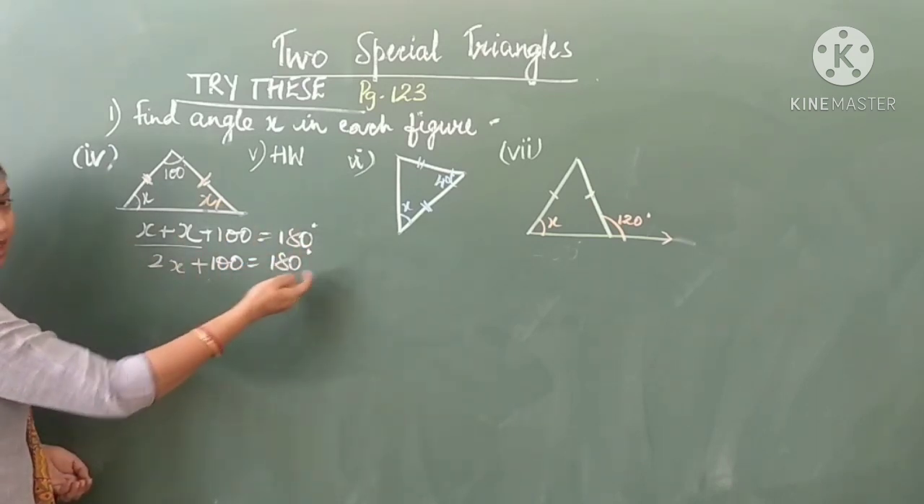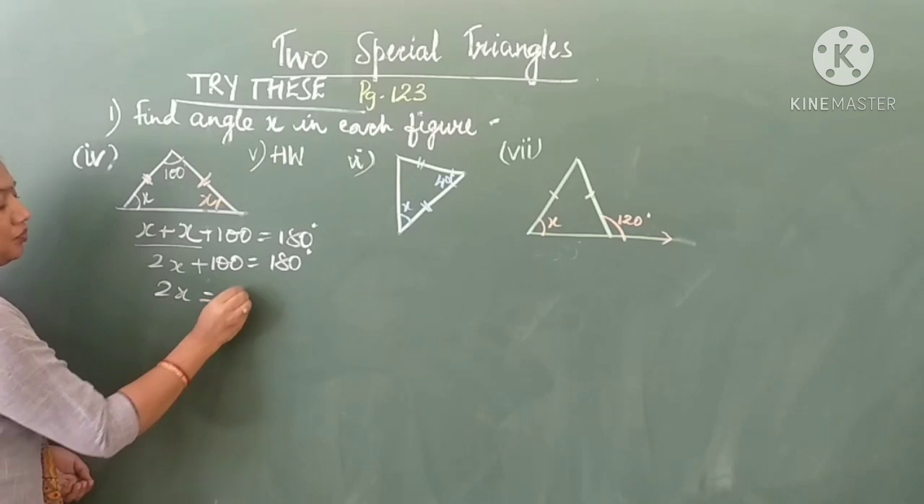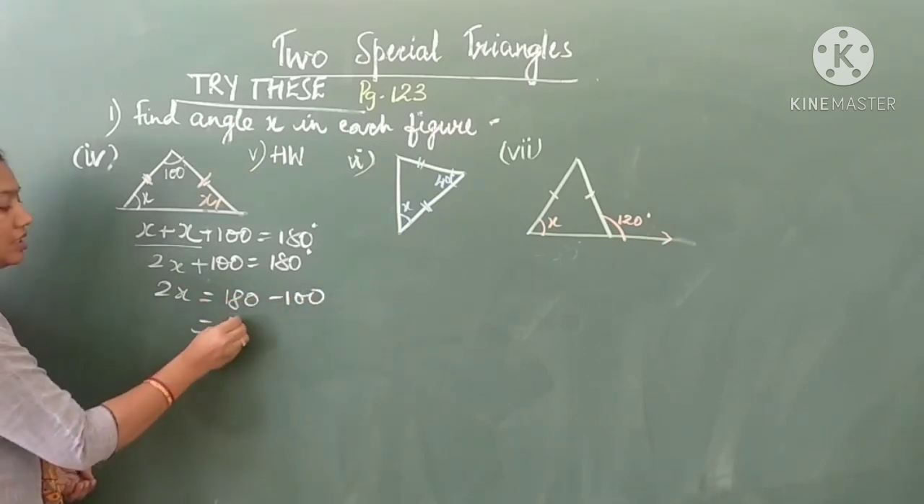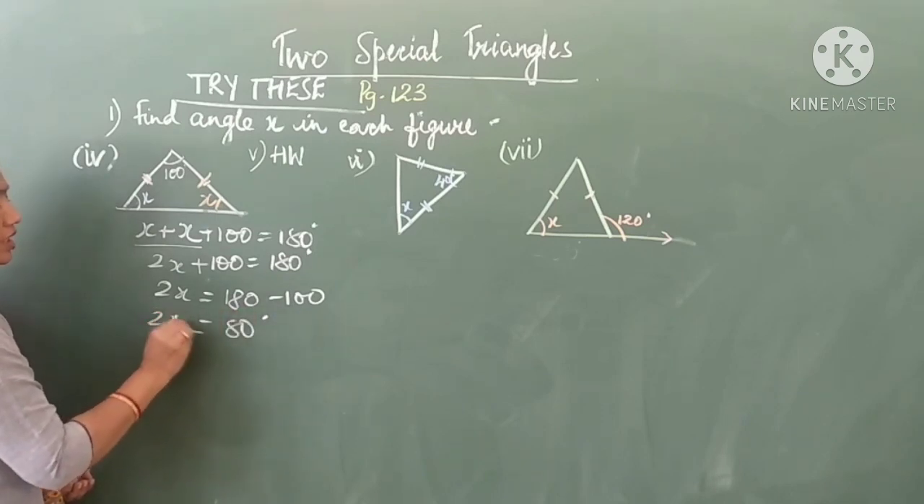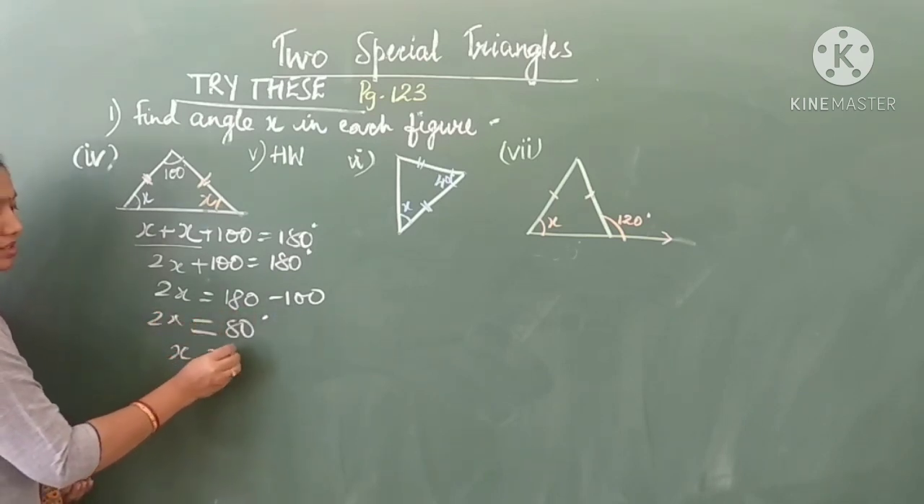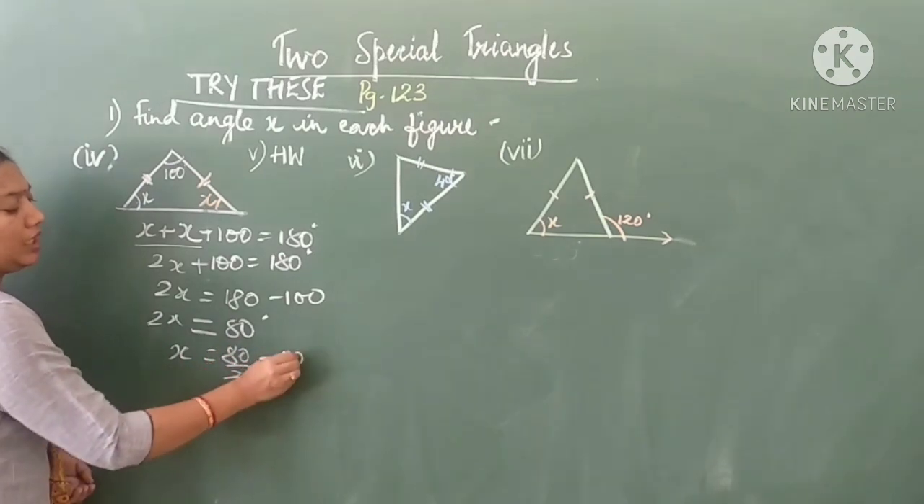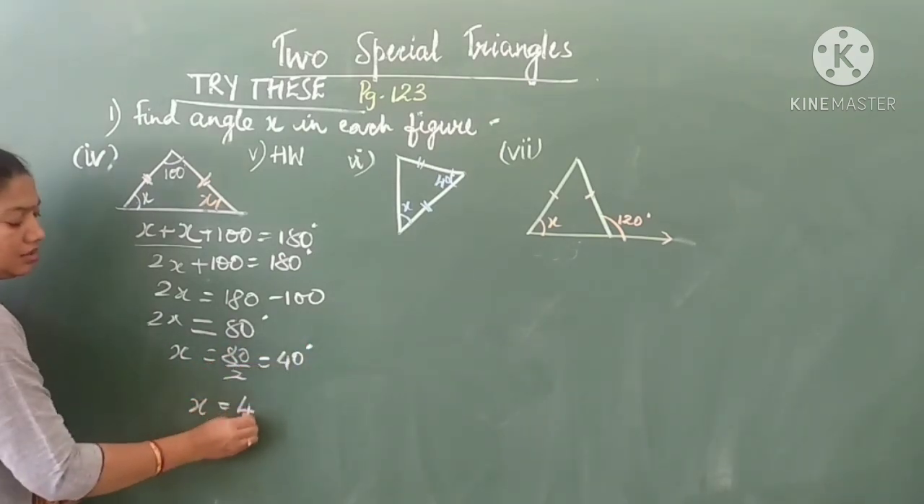I will take 100 to the other side. It will become minus 100. 180 minus 100 is 80 degrees. 2x is equal to 80. So x is equal to 80 divided by 2. It means x value will be 40 degrees.